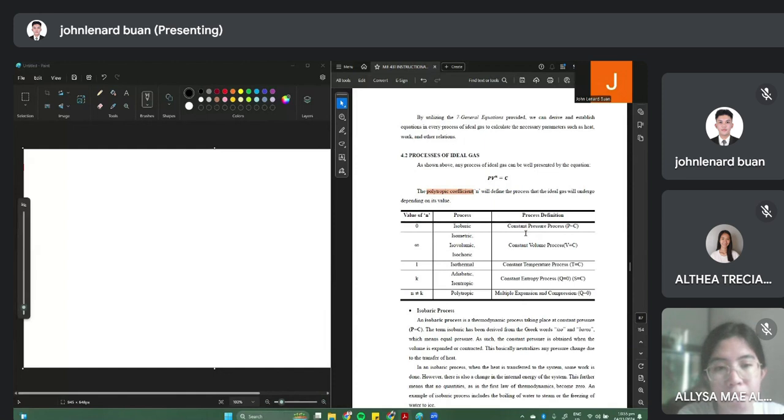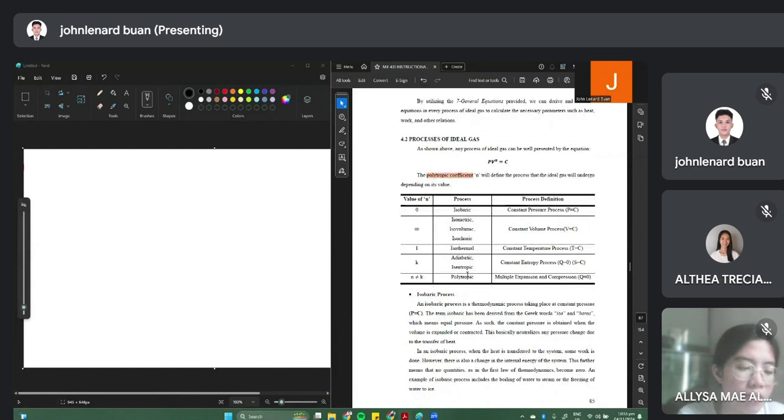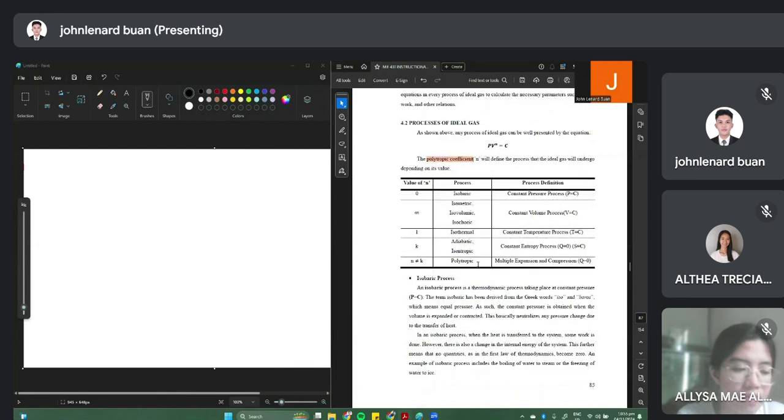Recalling the adiabatic process, adiabatic means there is no heat transfer, so Q is equal to 0, since there is no heat present. And since it is constant entropy, S is constant. Then lastly, if the value of n is not equal to k, we call this polytropic, or multiple expansion and compression. Are we clear on that?